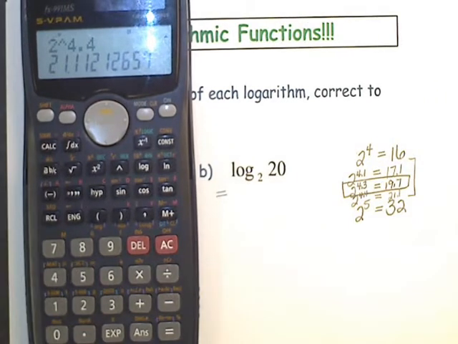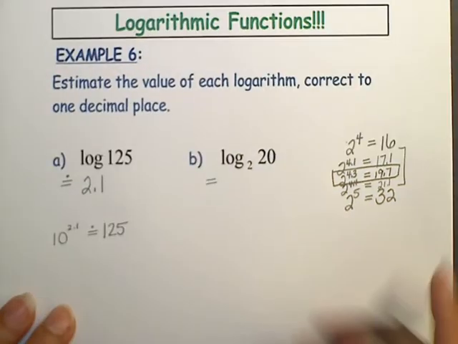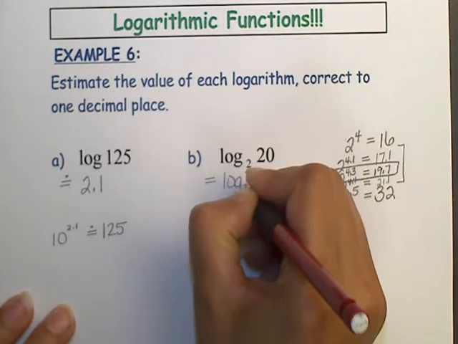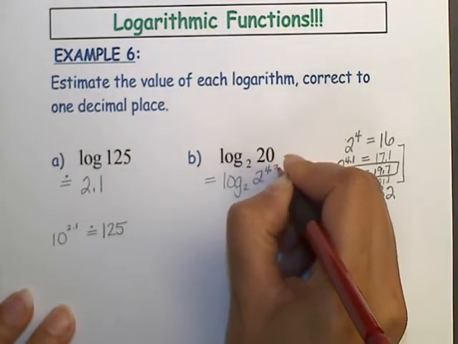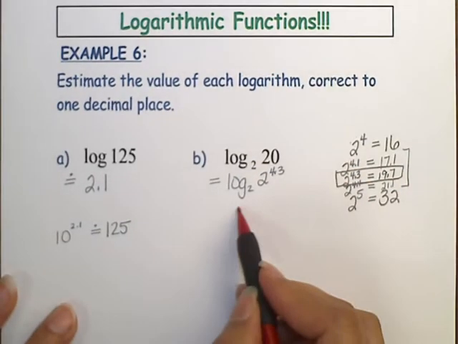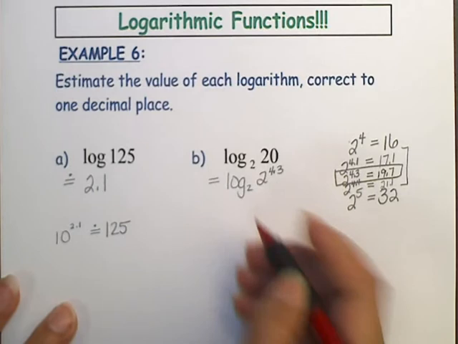So I'm going to rewrite 20 as log base 2 of 2 to the exponent 4.3. And so since the base of the logarithm and the base of the answer is the same, then the answer here is about 4.3.